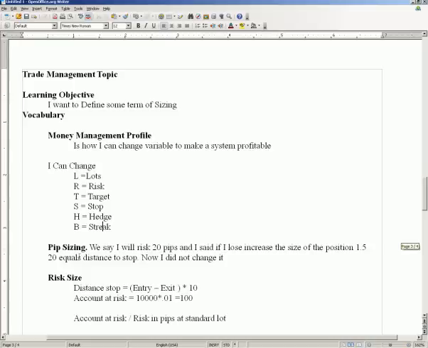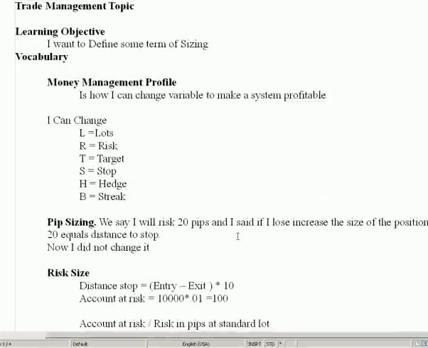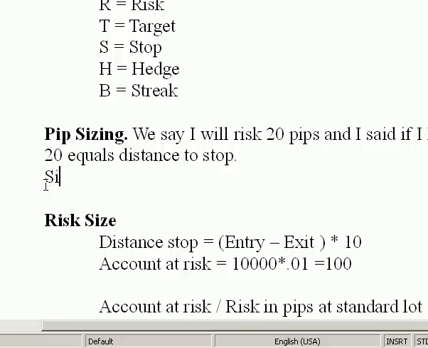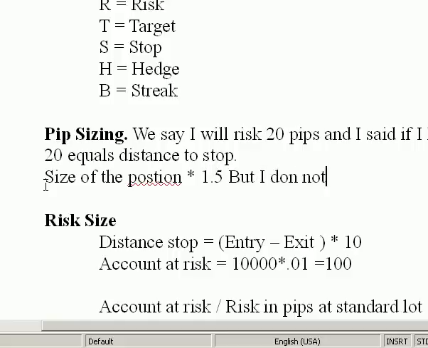So first off, let's define something that pops up in my EAs: pip sizing, or risk sizing. We say I will risk 20 pips, and if I lose, I increase the size of the position to 1.5. 20 pips equals the distance to stop. What I do is take the size of the position and multiply it by 1.5, but I do not change the stop.